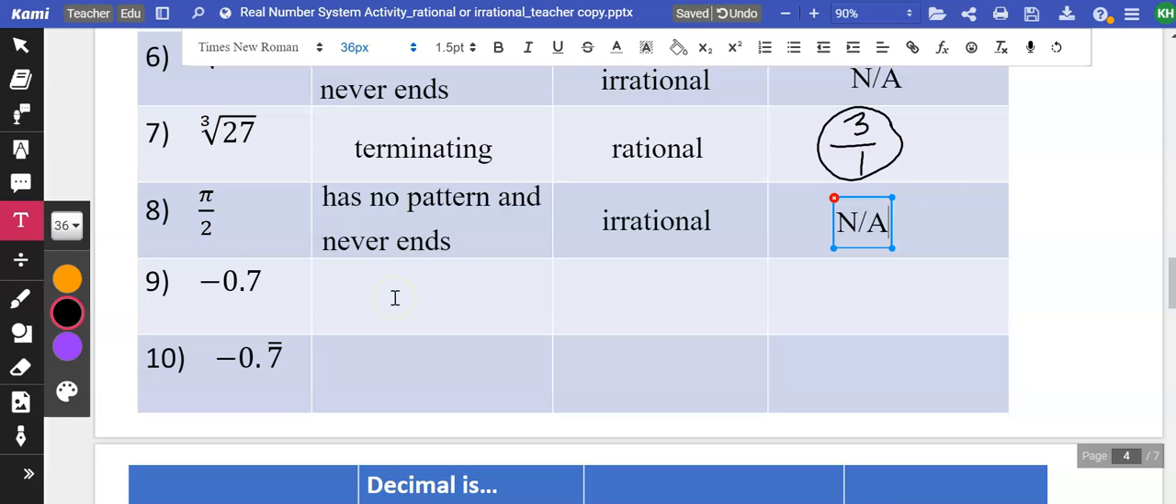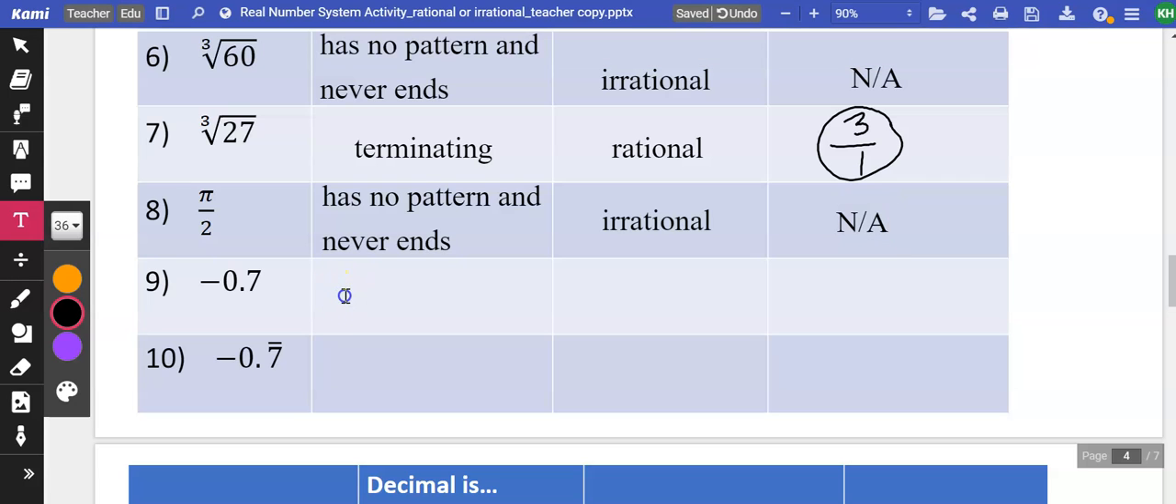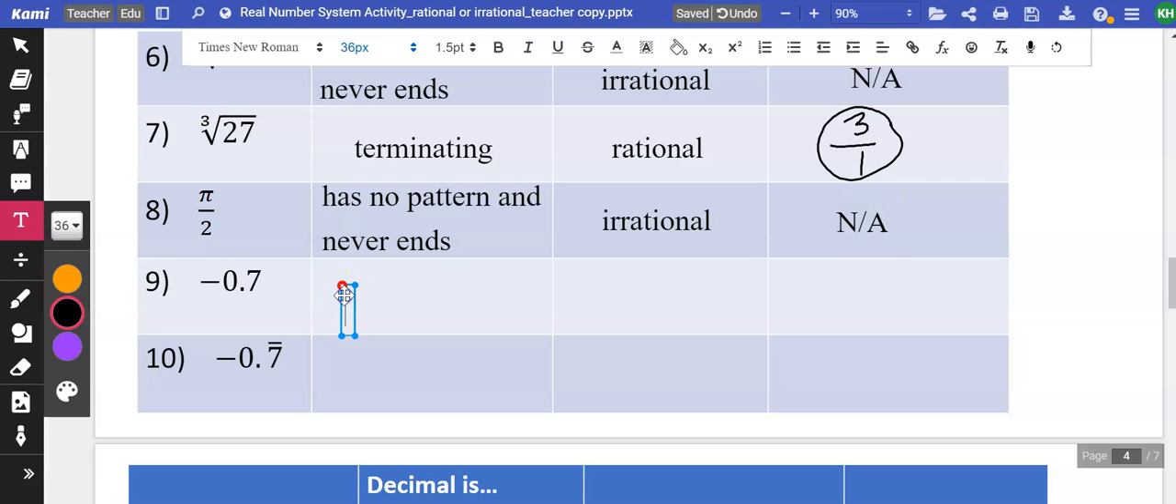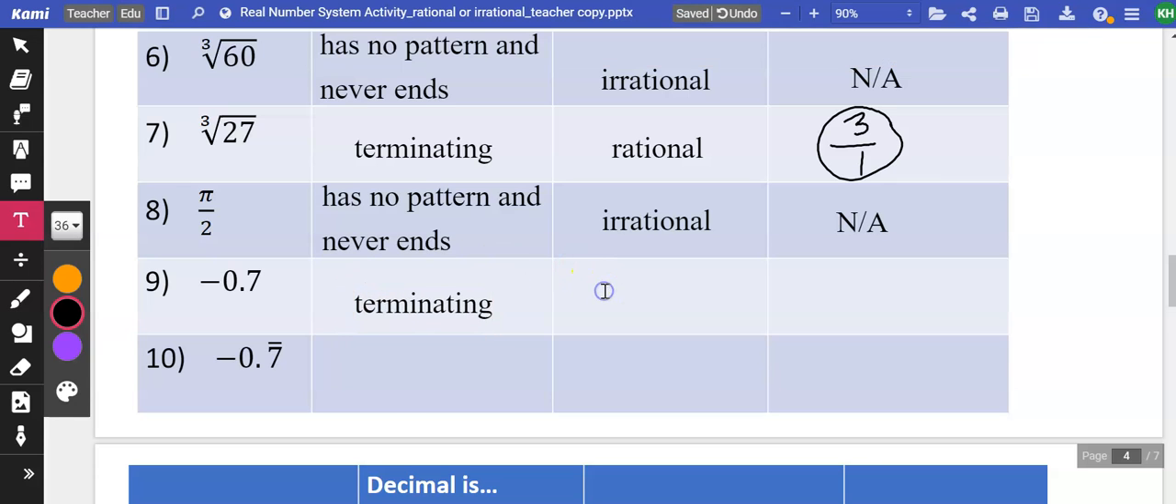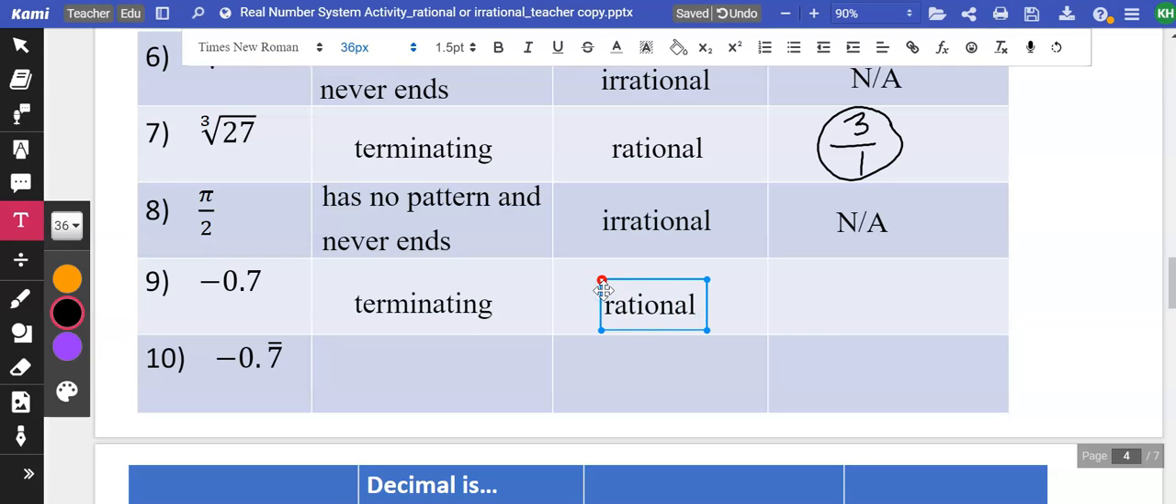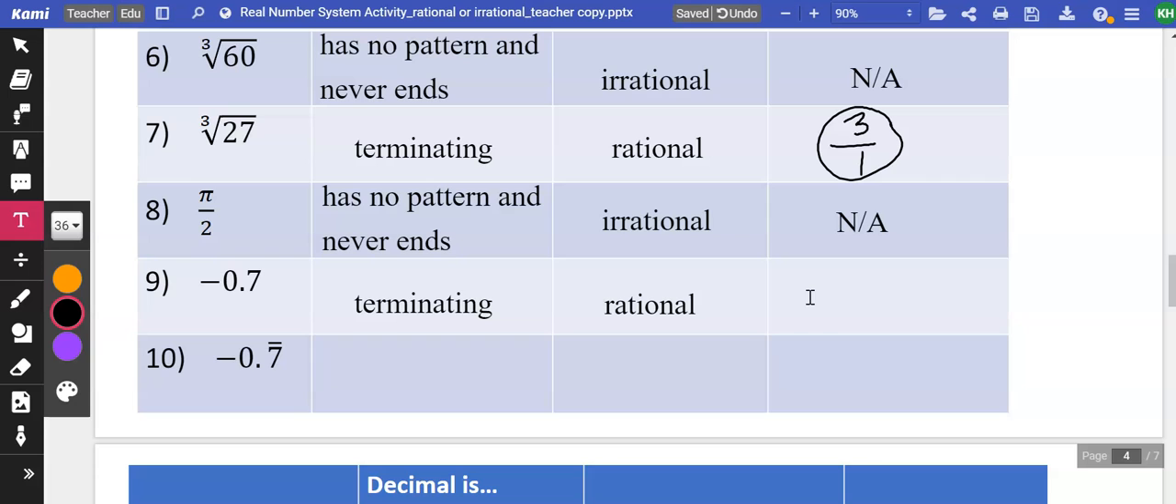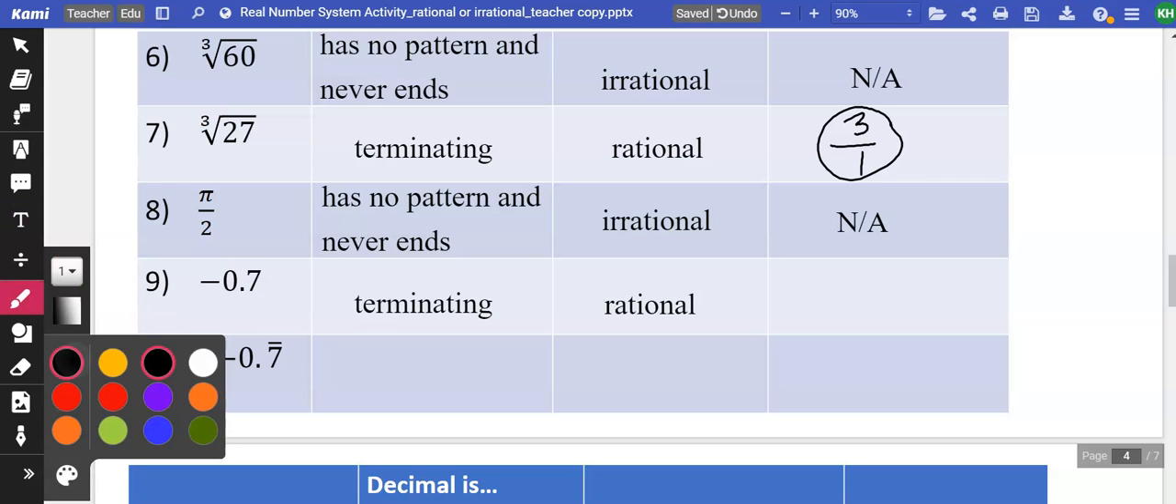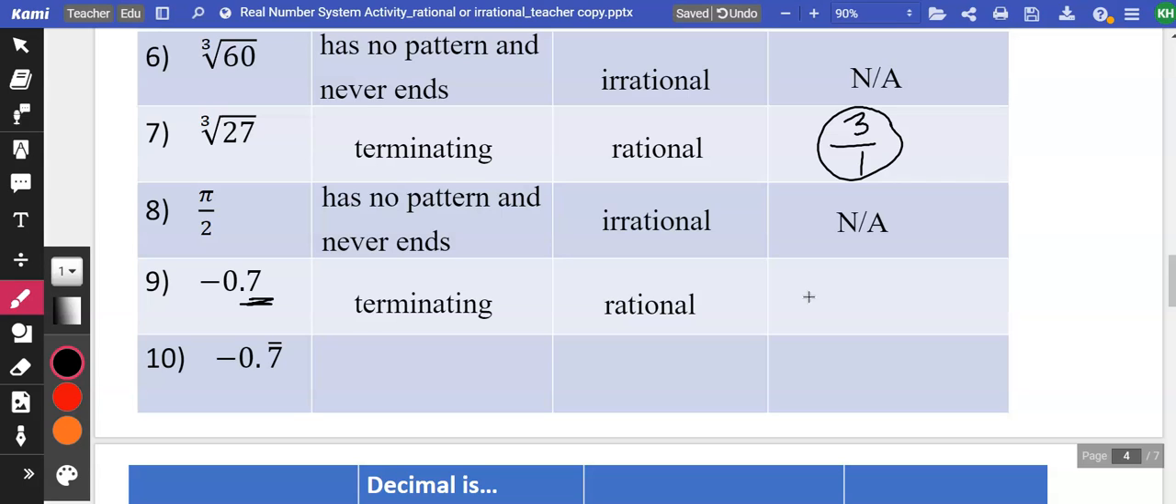Number 9, negative 0.7. Well, this is a terminating decimal. There's no line above the 7. So this decimal expansion is terminating. Terminating means that it ends. A terminating decimal ends. And all terminating decimals are rational numbers because terminating decimals can be turned into fractions using place value. So this is the 10th place. So I would put 7 over 10, and it's a negative 7/10.